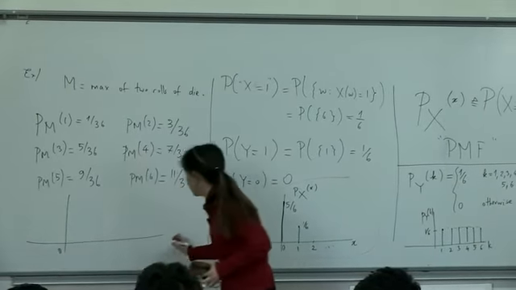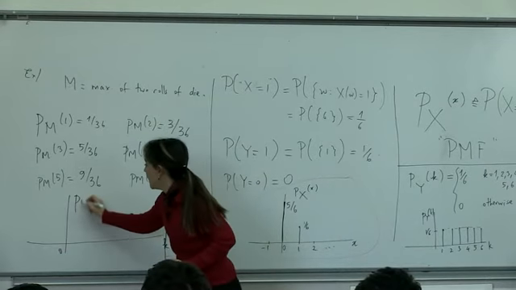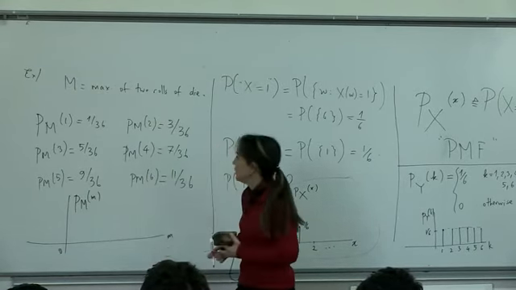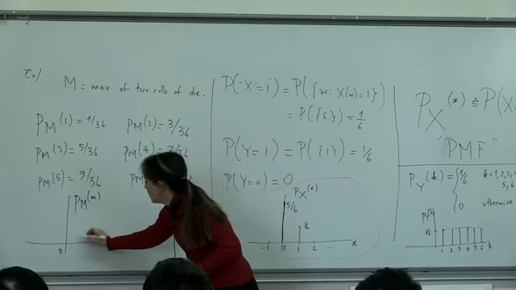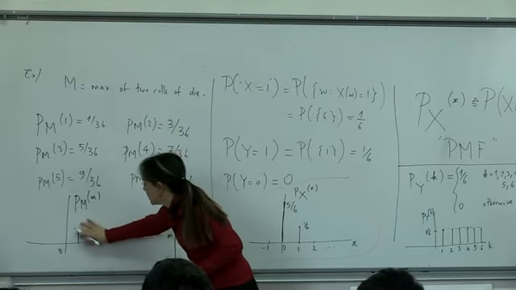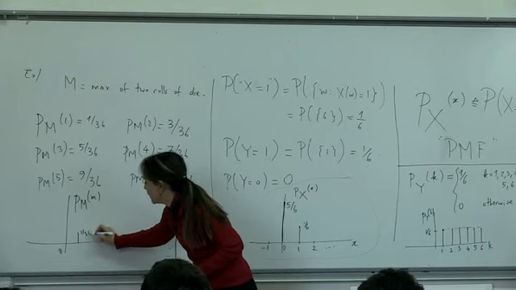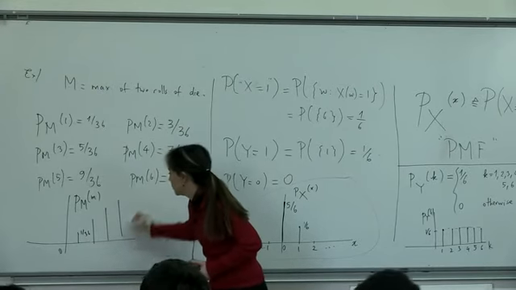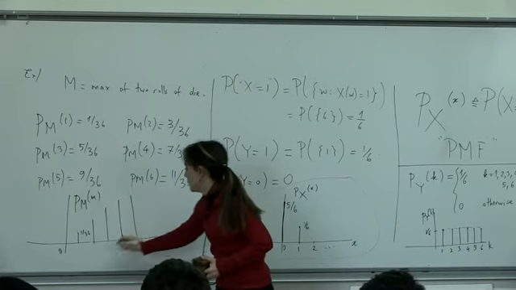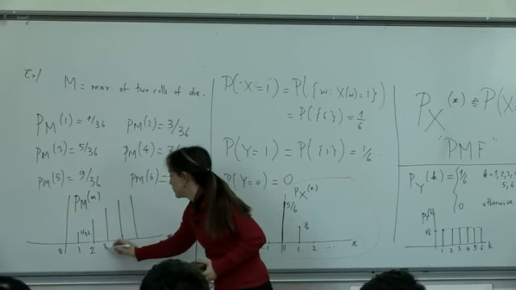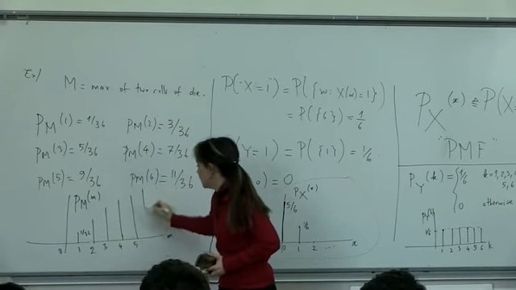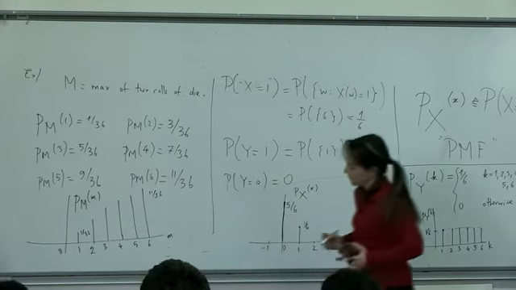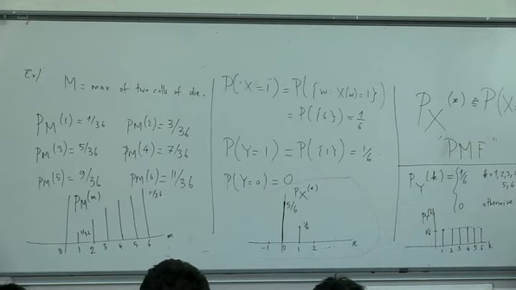Okay, so let's sketch this. This is 0, this is k, this is P_M of m. And the values are increasing from 1 over 36 up to 11 over 36. Any questions about this?